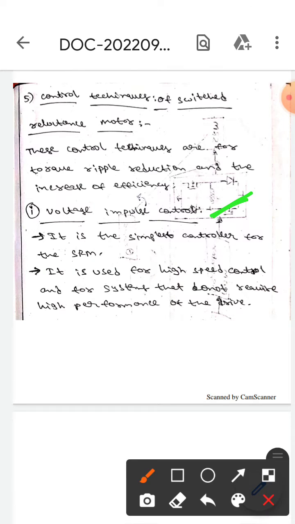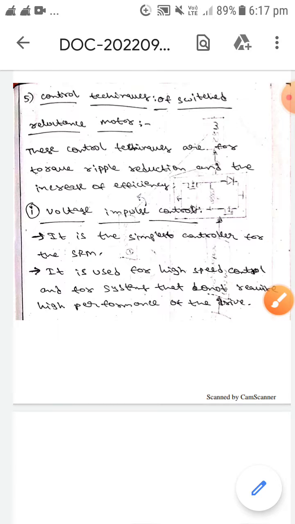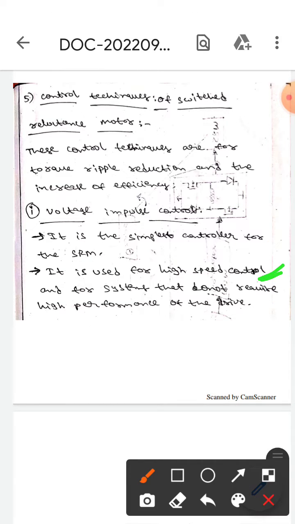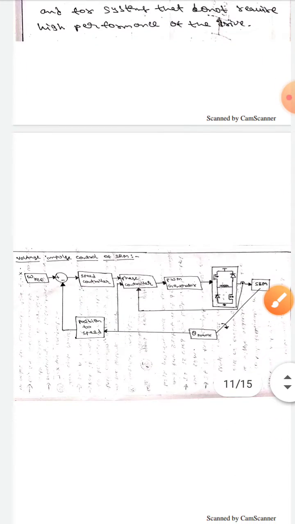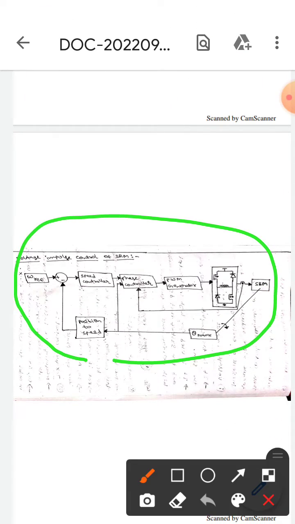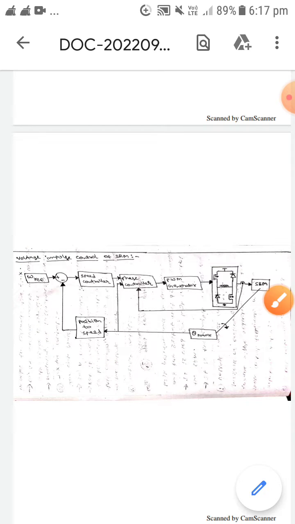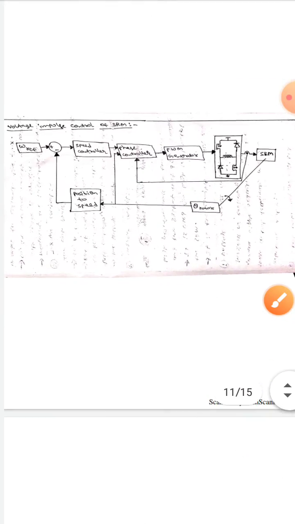Here the first one is voltage impulse control. It is the simplest control for synchronous reluctance motor. Here it is used for high speed control and also for the systems that don't require high performance of the drive. Here this is the diagram that represents voltage impulse control of synchronous reluctance motor. You can take screenshot if you want.